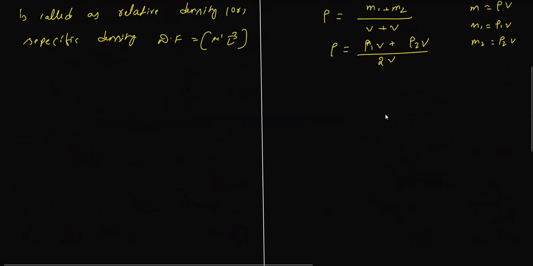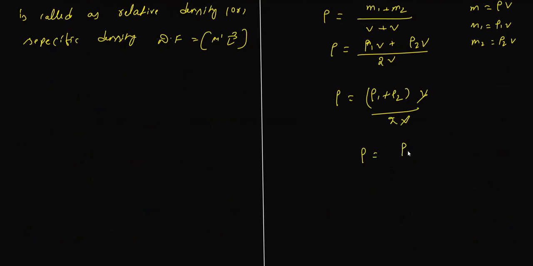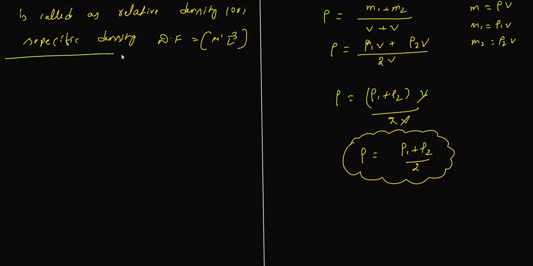Now, if you observe carefully, what can we take common? Rho equals ρ1 plus ρ2 into v divided by 2v. The v's get cancelled. Therefore, rho equals ρ1 plus ρ2 divided by 2. So if you mix two liquids whose volumes are equal, and masses and densities are not equal, the resultant density is rho equals ρ1 plus ρ2 divided by 2. For example, let me choose the second case here, case 2.